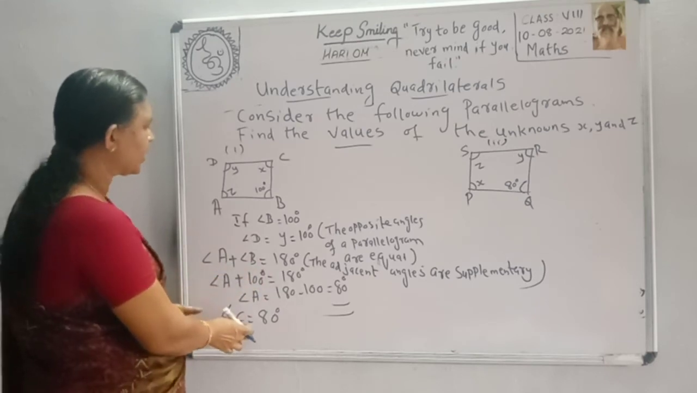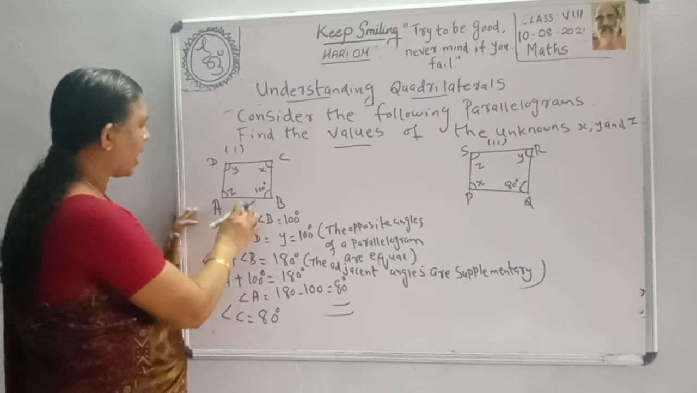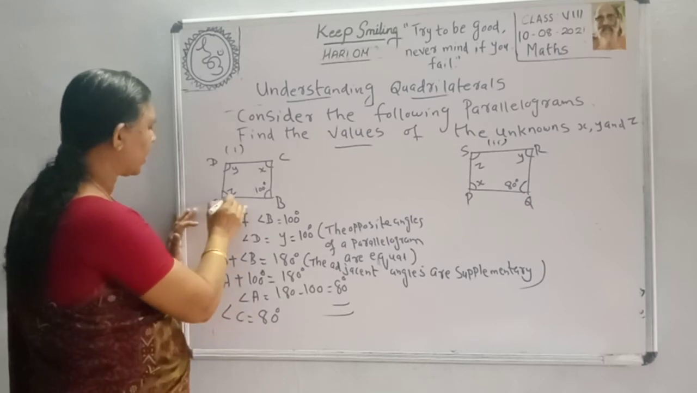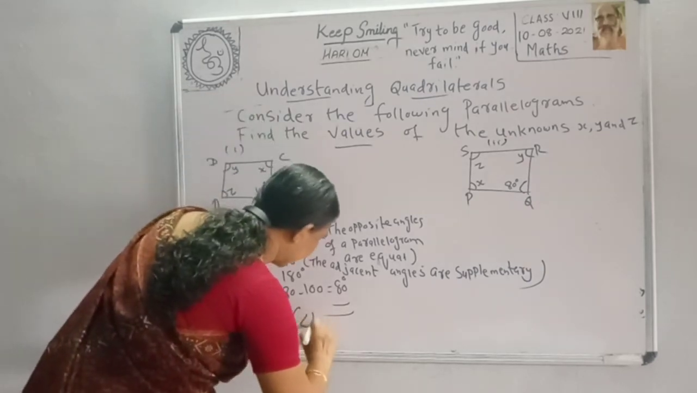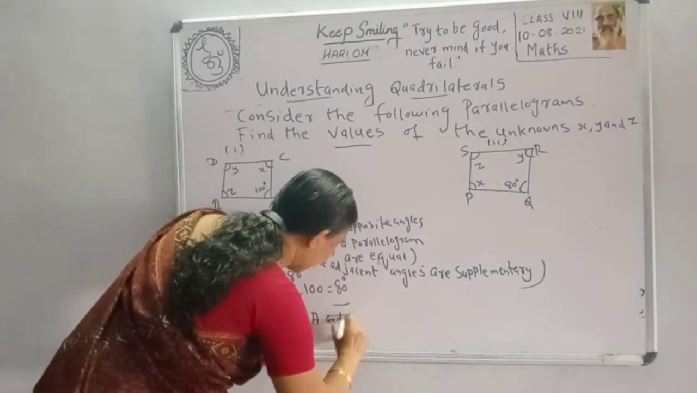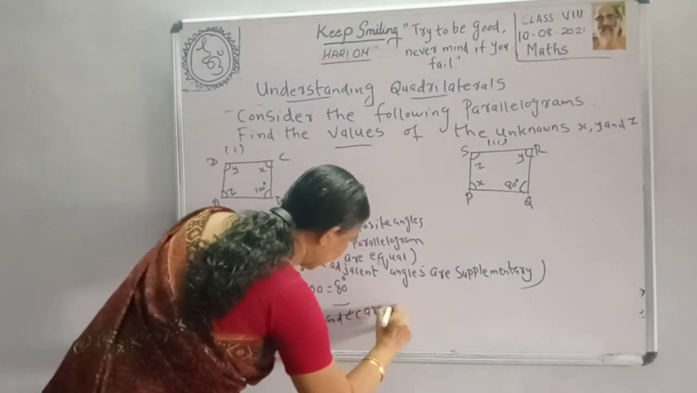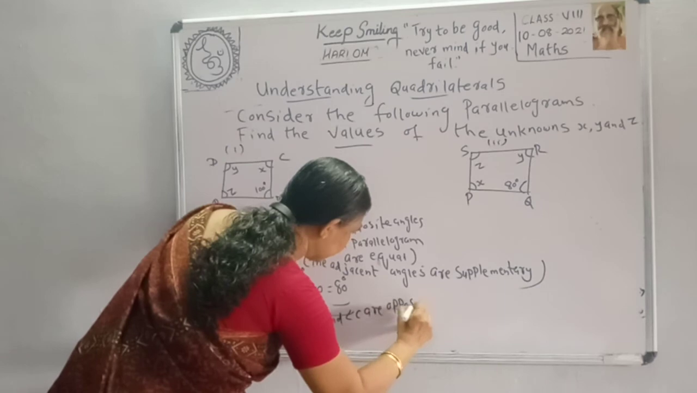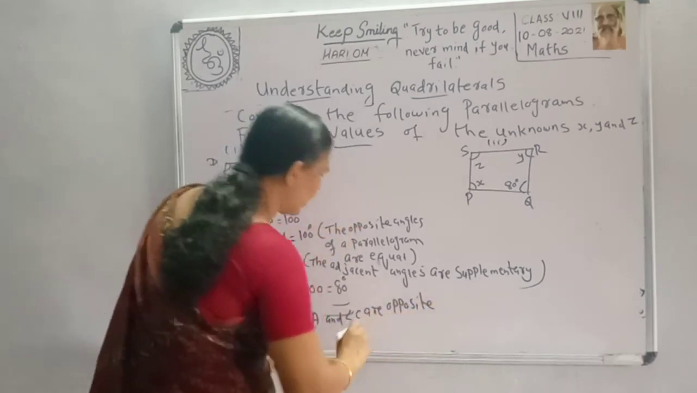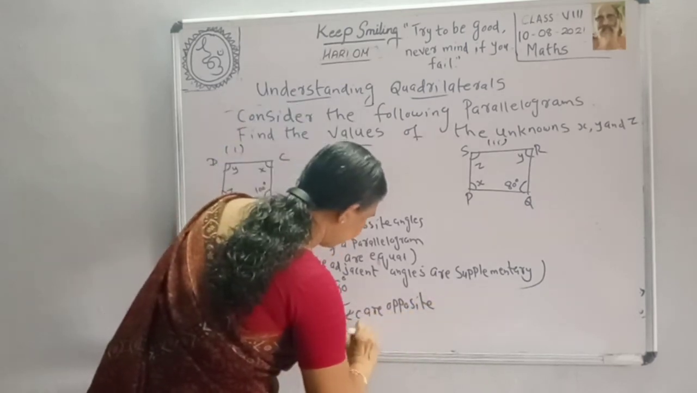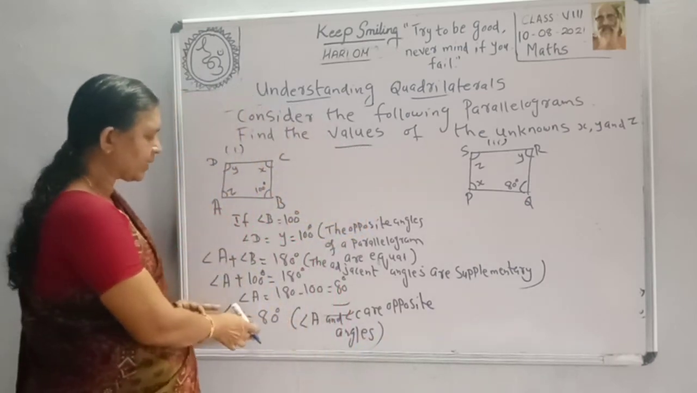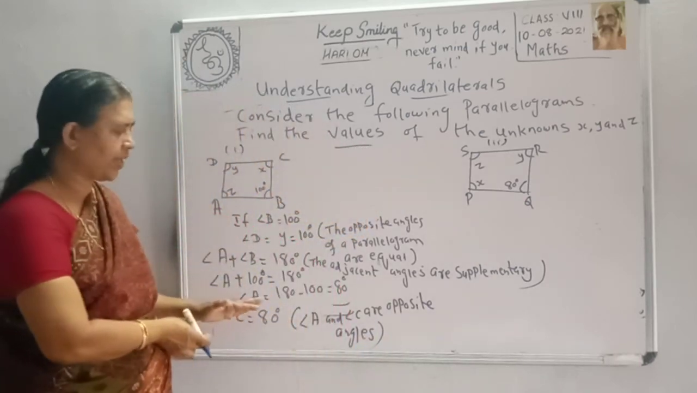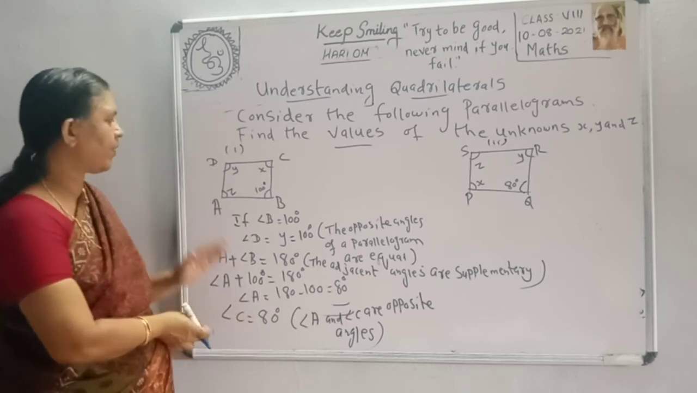Then angle C is equal to 80 degrees, because angle A and angle C are opposite angles of a parallelogram. Therefore, here the opposite angles are equal. So, if angle A is equal to 80 degrees, then angle C is 80. Therefore, we find all the values.